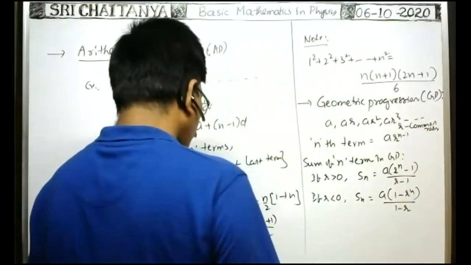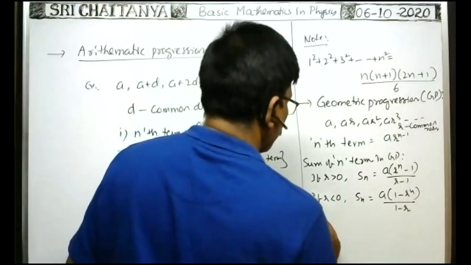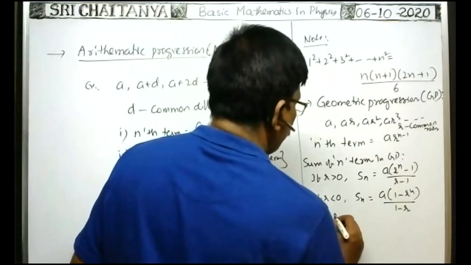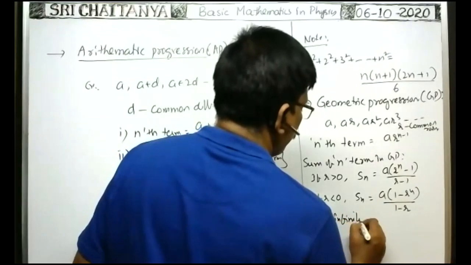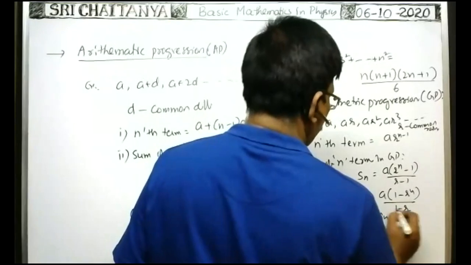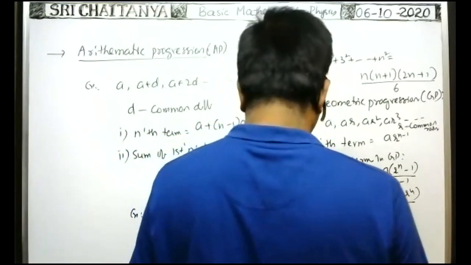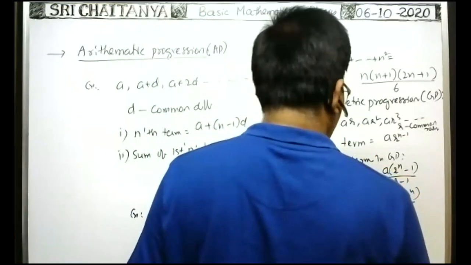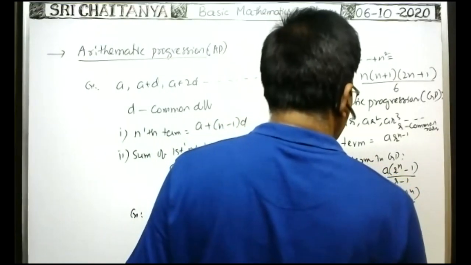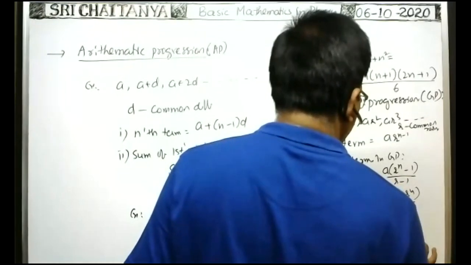Okay. Sum of the infinite terms in GP. That is important. Sum of infinite terms in GP: S infinity is equal to first term by 1 minus common ratio.